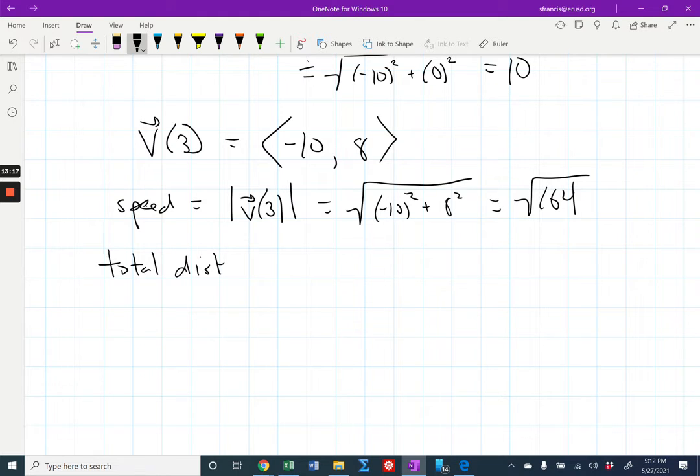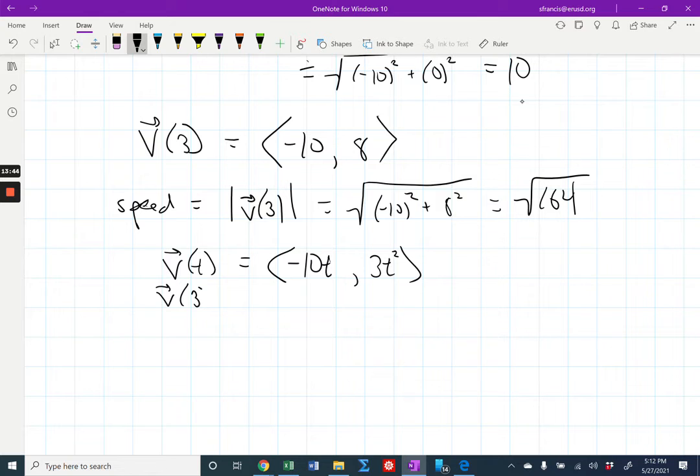Now, let me give you something a little more precise. This is the speed, or rather the velocity at a specific moment. Let's suppose the velocity function, as a function of t, was given by -10t, and let's go 3t squared just to make something up here. So then, if I wanted the velocity at 3, then of course that would be -30, 27 when I plug 3 in for t. If I wanted the speed at 3, then I would do the Pythagorean theorem. I'm not going to bore you with that right now.